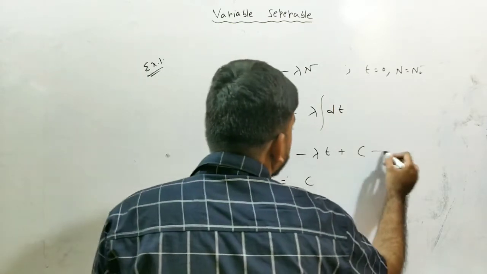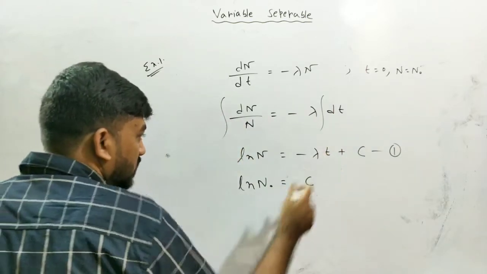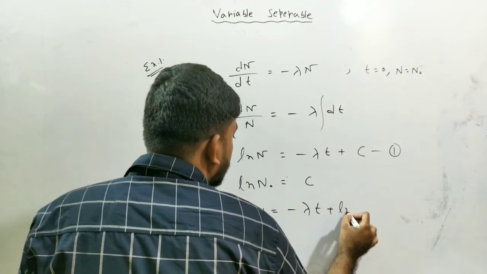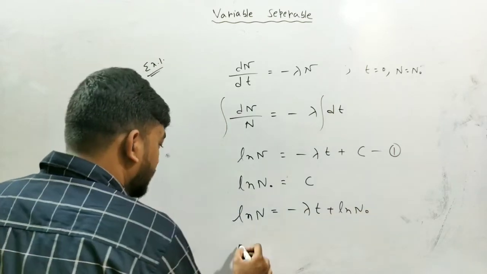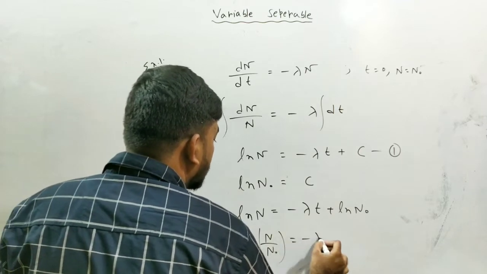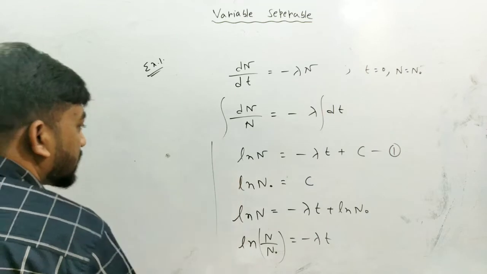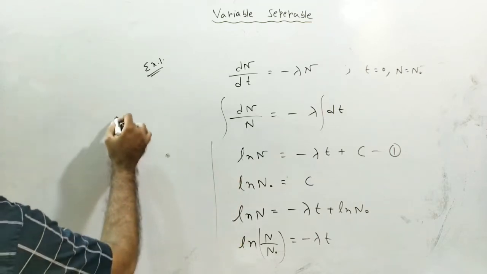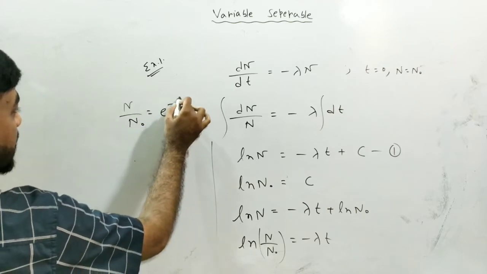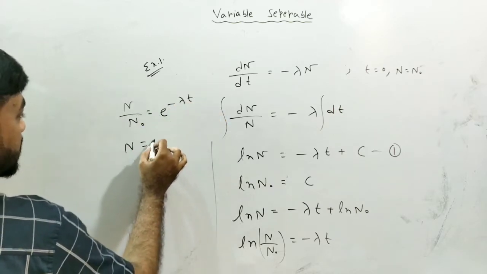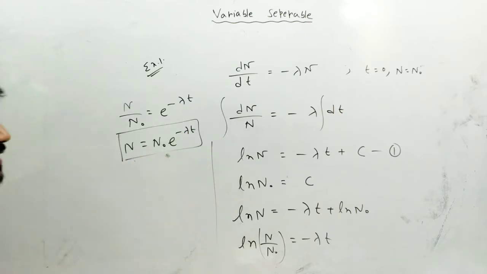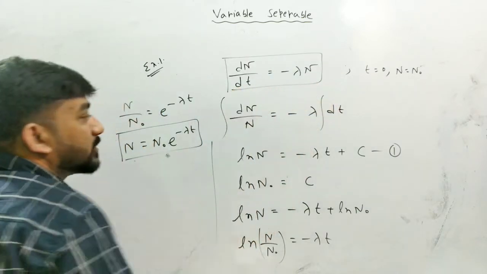If this is your equation 1, then if you substitute this value of c here, you will get ln N is equal to minus lambda t plus ln N0. So we have ln of N upon N0 is equal to minus lambda t. Now you will get N upon N0 is equal to e to the power minus lambda t, or you can write N is equal to N0 e to the power minus lambda t. So this is the solution of this kind of differential equation by using the separable variable method.